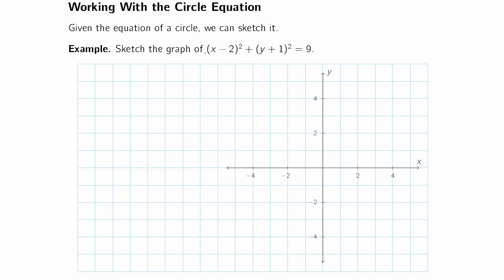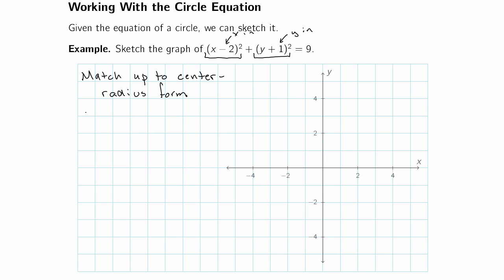This equation is written in the form x minus something squared, y, well in this case plus something squared, equals 9. So we have one term with an x in and one term with a y in, and they're both in the form something linear squared. That clues us in that we're in the center radius form. So we're going to match up to the form.